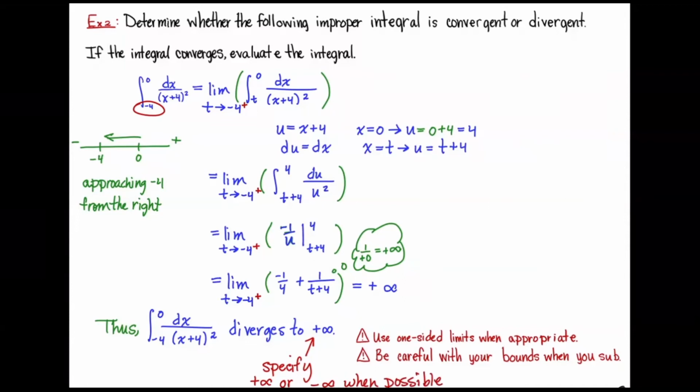So use one-sided limits when you need to, and be careful with u subs that you do change your bounds. Questions on this one?